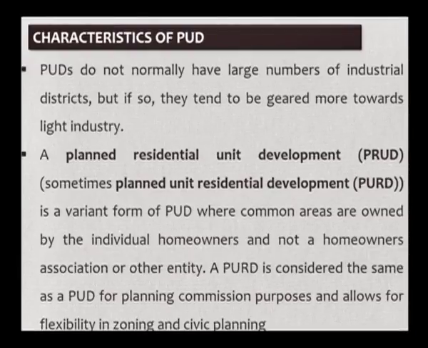A planned residential unit development, or otherwise referred to as a planned unit residential development, is a variant form of PUD where common areas are owned by the individual homeowners and not a homeowners association or any other entity. It is considered the same as a PUD for planning commission purposes and it allows for a lot of flexibility in both zoning as well as civic planning. A PUD is always considered a special case scenario.